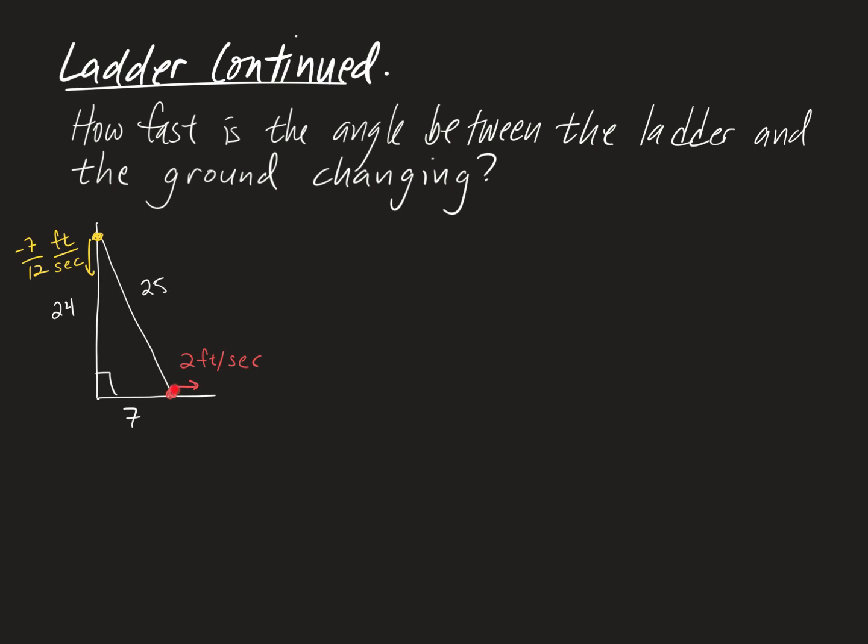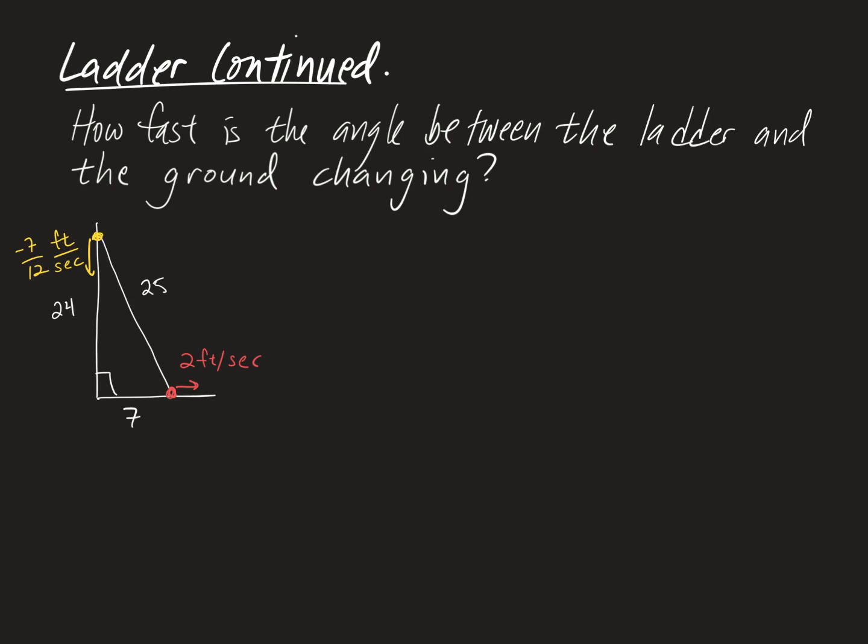The base of the ladder is 7 feet from the wall. The length of the ladder is 25 feet. The point at which the top of the ladder reaches the wall is 24 feet from the ground. It's being pulled 2 feet per second away from the wall, and it's sliding down, as we figured out in the last part, negative 7 over 12 feet per second. So let's see, how are we going to figure this out?